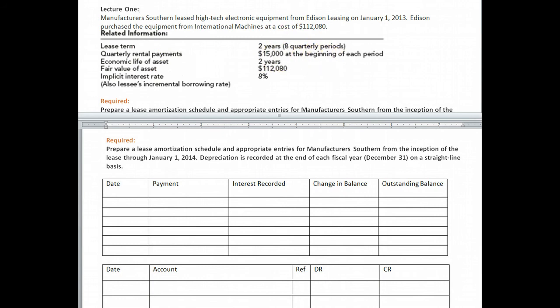Related information: we had a lease term of 2 years or 8 quarterly payments, quarterly rental payments of $15,000 at the beginning of each period, an economic life of the asset of 2 years, fair value of the asset of $112,080, an implicit interest rate of 8%, also the lessee's incremental borrowing rate.